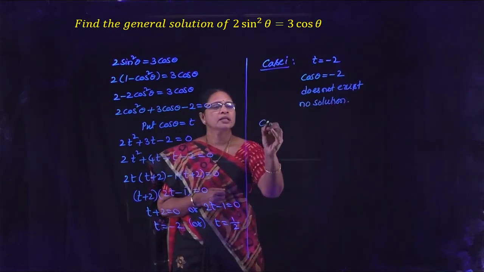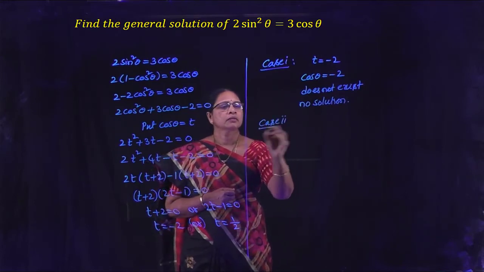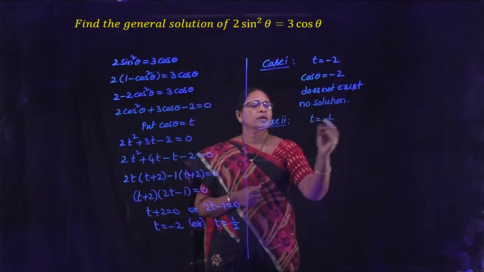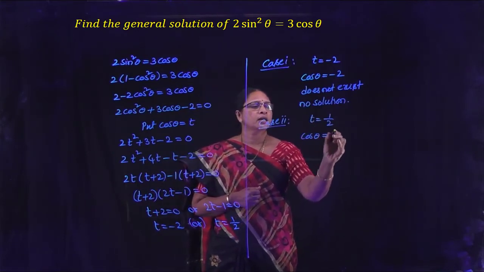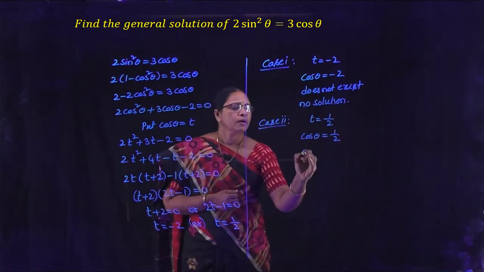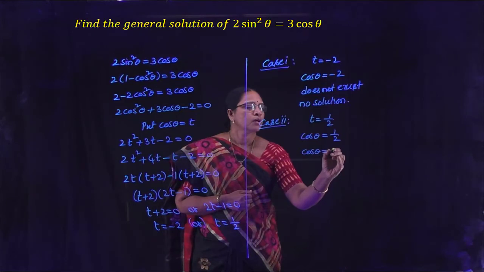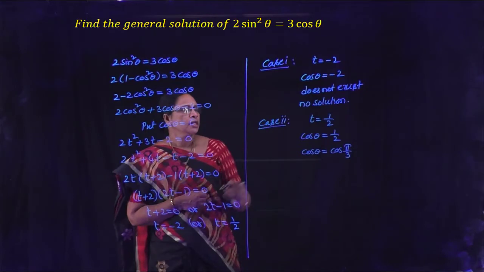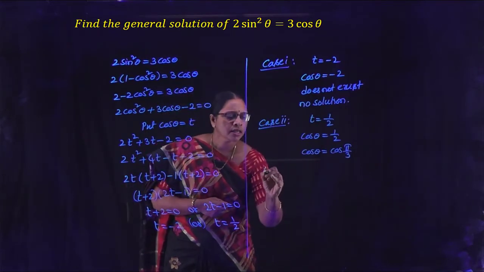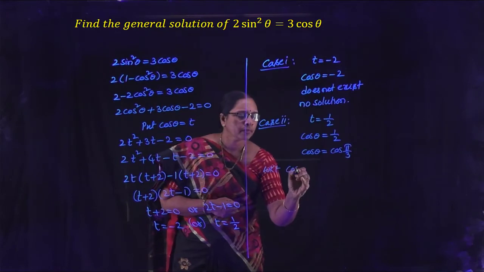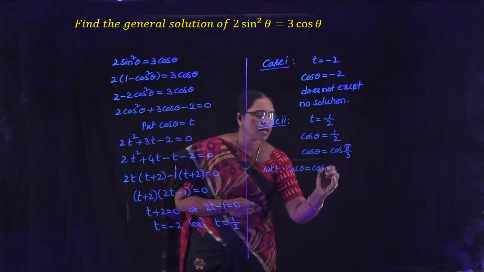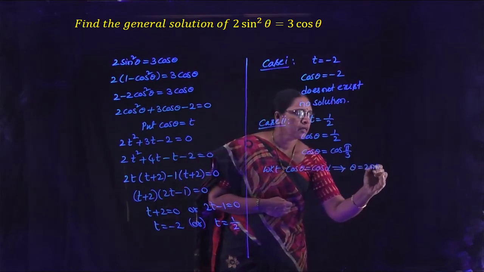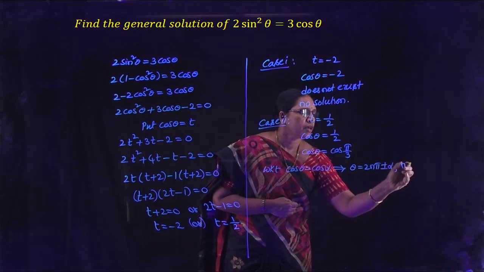The second case is if t is equal to 1 by 2. That is cos theta is equal to 1 by 2. Cos theta is equal to cos pi by 3. We know that the general solution of cos theta equal to cos alpha is theta is equal to 2n pi plus or minus alpha where n belongs to Z.